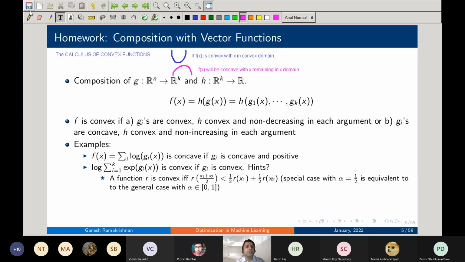So the moment you add a negative sign, the function might flip from convexity to concavity, but the domain is going to remain convex. With that, we should be able to seamlessly operate between convexity and concavity. So coming back here, we say f(x) is concave if g_i is concave and positive. Why do we make this claim? How is this correct? By which of these properties does it hold?